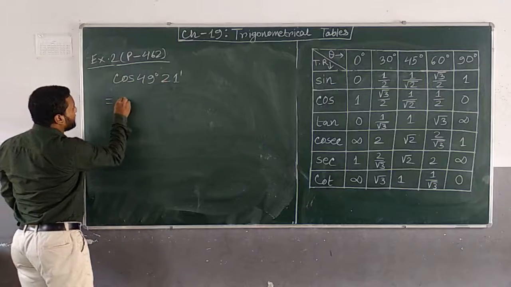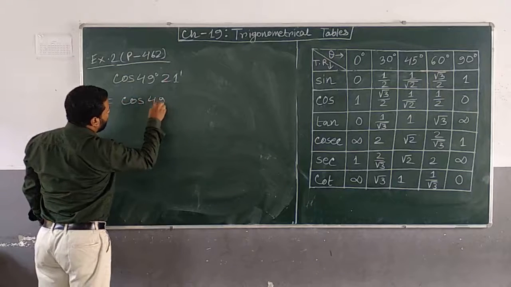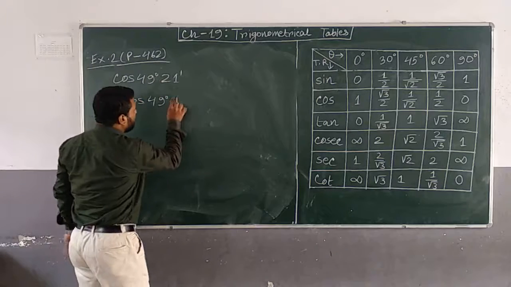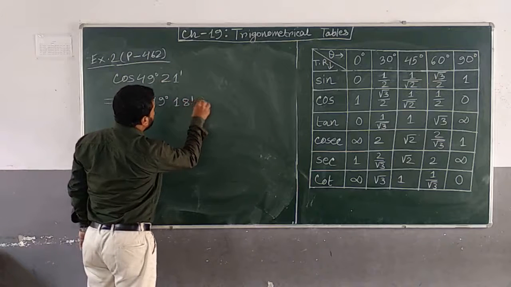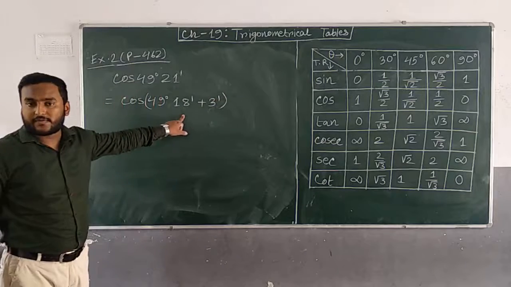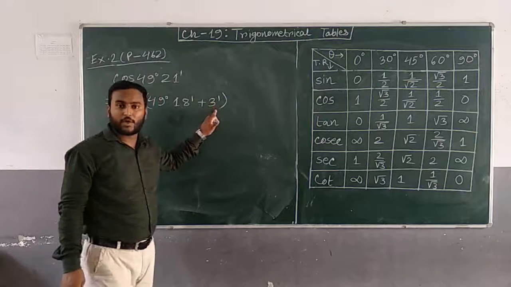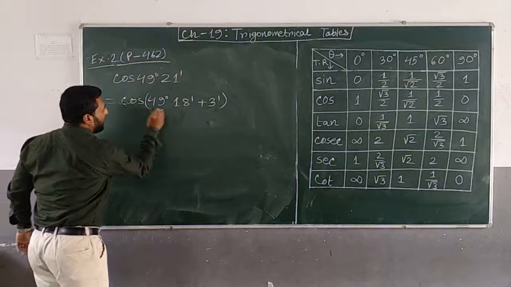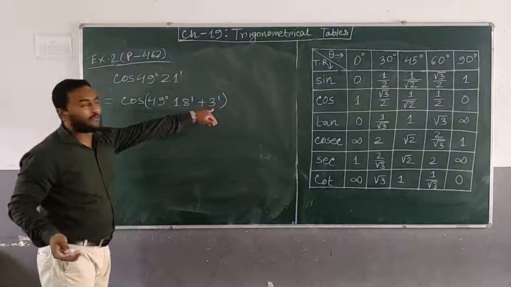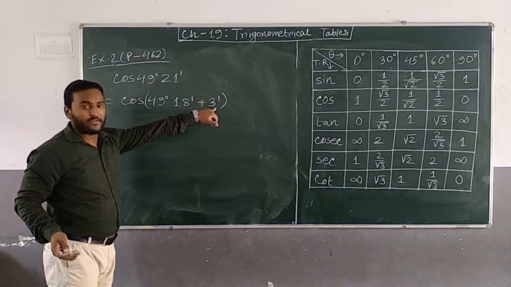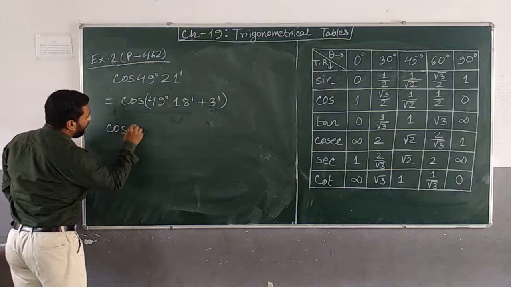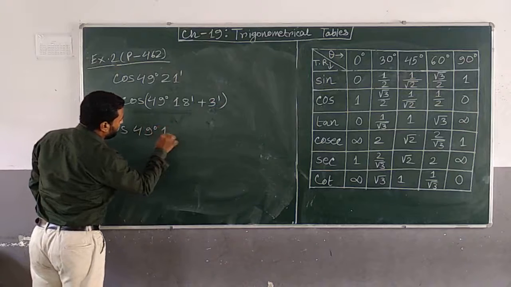So this can be written as cos 49 degree and 21 minutes, that is 18 minutes plus 3 minutes. 18 minutes is a multiple of 6, plus 3 minutes. Now for this part, you will find the trigonometric ratio for 49 degree 18 minutes first. After that, we will find the trigonometric ratio for the mean differences, that is 3 minutes. So first of all, cos 49 degree 18 minutes.